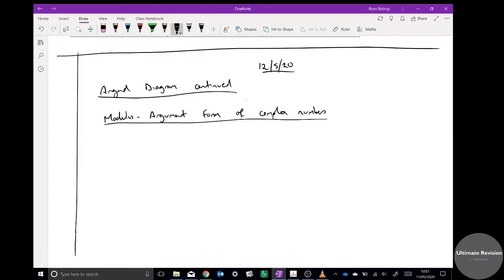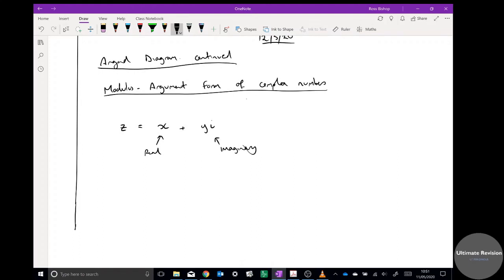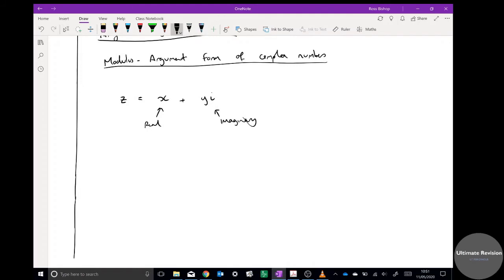Now, what we've learned up to this point is a complex number, usually defined as z, is equal to some real part plus some coefficient of the imaginary part. Okay, and that's a Cartesian form. It's a Cartesian form of a complex number. Now, there are different ways of writing that, and they've all got different benefits. And we're going to just look at a different way of writing now.